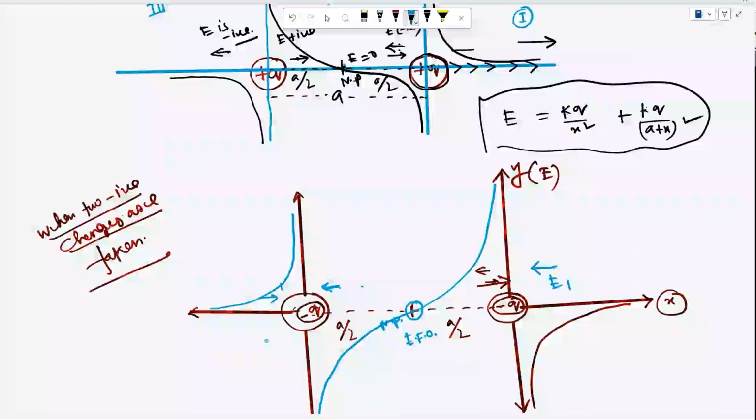Alright? So the graph of electric field will lie in 4th and 2nd quadrant, and here it is like this. We get another null point here. In this case, electric field is 0 there. That's why.